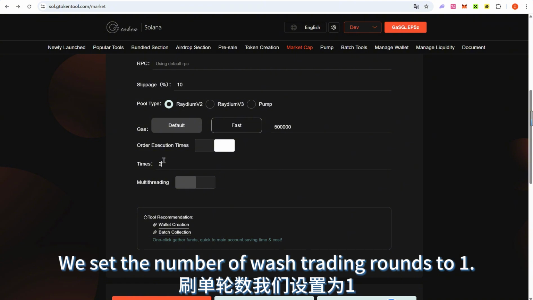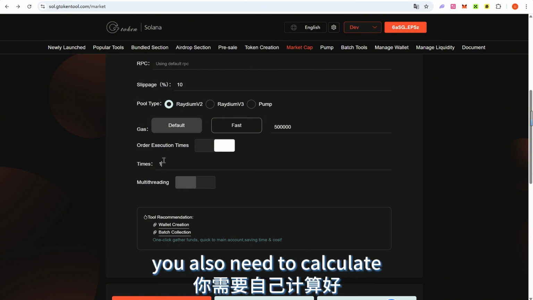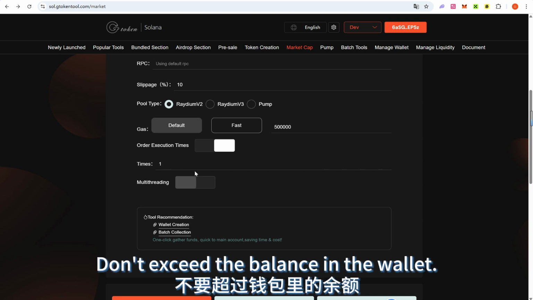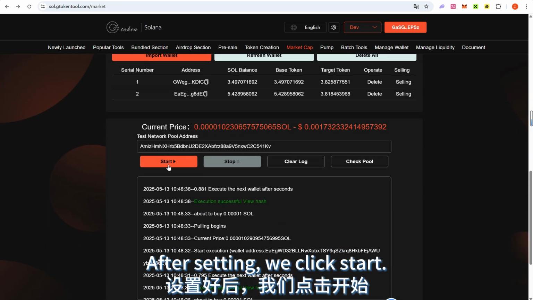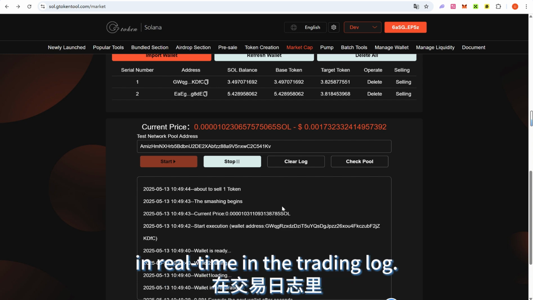We set the number of wash trading rounds to 1. When setting this, you also need to calculate the total selling amount carefully. Don't exceed the balance in the wallet. After settings, we click start. You can view the trading situation in real time in the trading log.